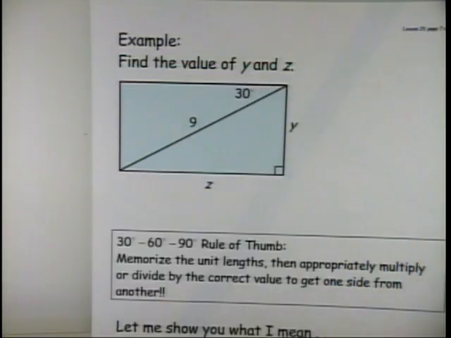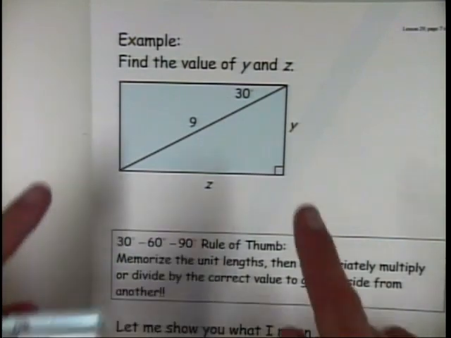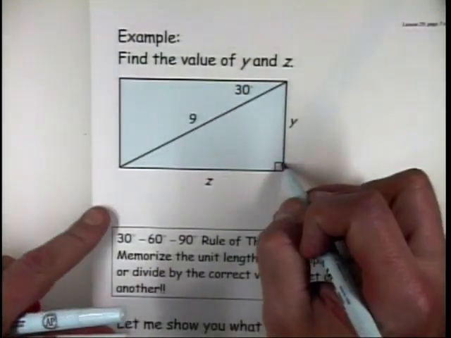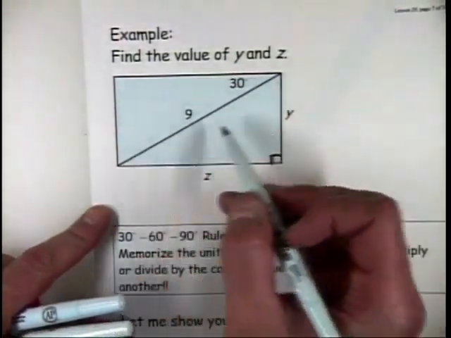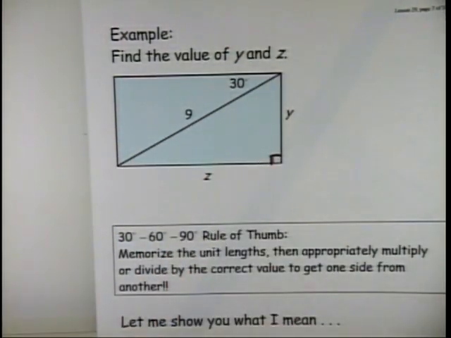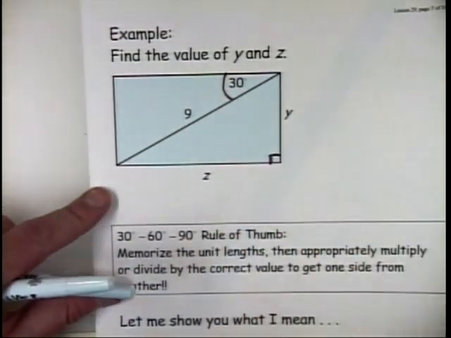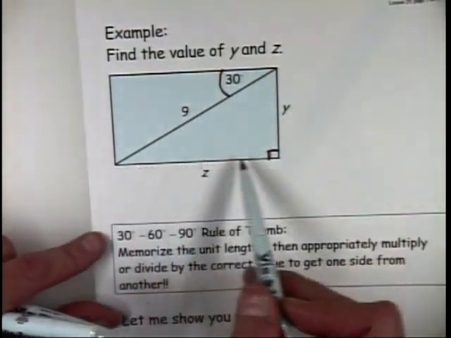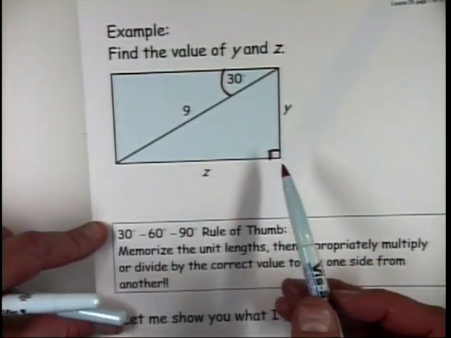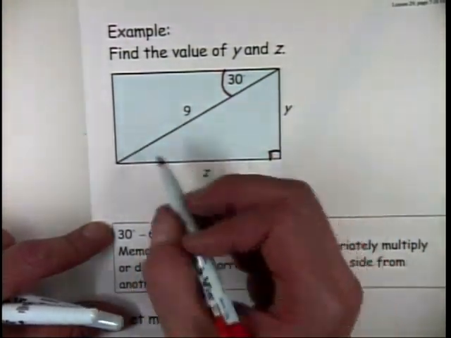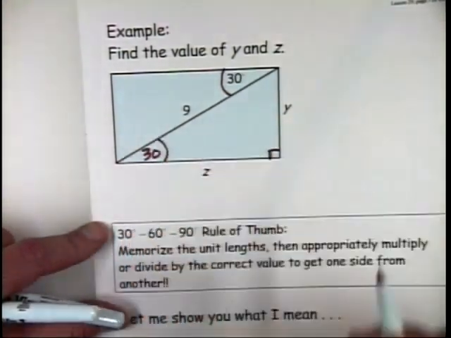Okay, in this example here, we want to find the value of y and we want to find the value of z. Well, we're starting off with a rectangle. So we know that we have a right angle down here in the corner and we have a diagonal. Now the diagonal does not bisect the angles in a rectangle, only in a square. But we do know that this angle right here is 30 degrees. And we know that the top and the bottom of a rectangle are parallel. So alternate interior angles, remember, this angle and this angle here are congruent. So I also know that this angle is 30 degrees.